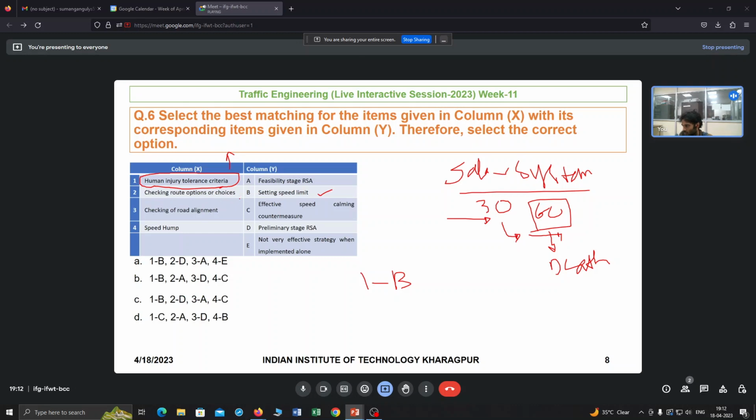Checking route options or choices. So if you want to go from A to B, what are the routes you will choose? This or this or this. So this is usually done in the feasibility stage itself. Whenever we take up a project and we do a feasibility stage study, only then will we do this. And then the checking of road alignment. So how the alignments are, whether this road needs horizontal alignment, vertical alignment, and those things, is generally done in the preliminary stage.